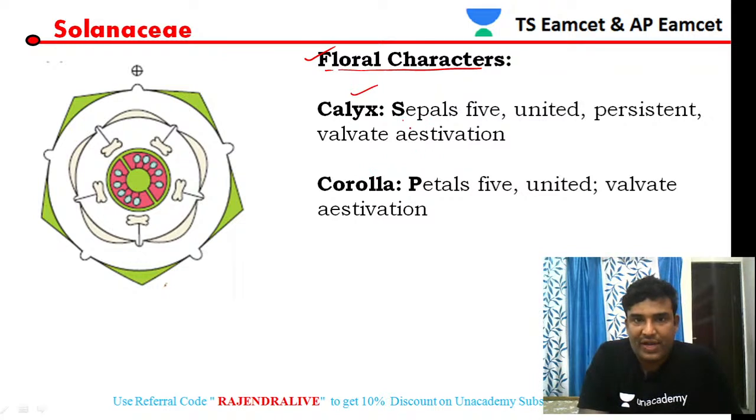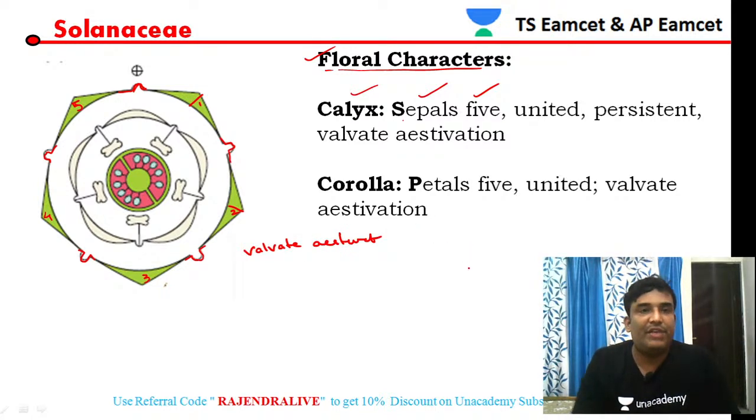Sepals are 5. You can see here, this one is the calyx. How many are there? 1, 2, 3, 4, and 5. So 5 sepals are present, and the sepals are attached to one another. You can clearly see that all 5 sepals are connected to each other. They are side by side and attached to each other. Such a situation is called a valvate situation.